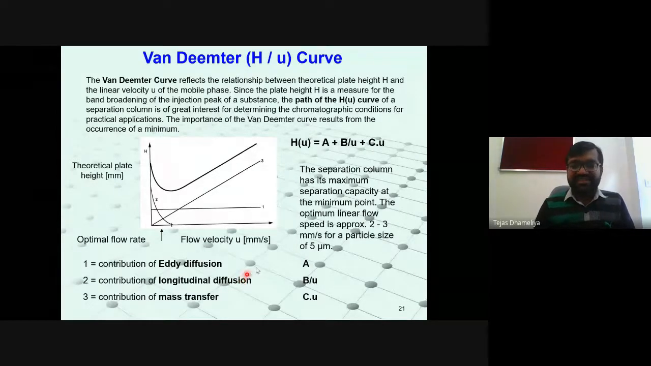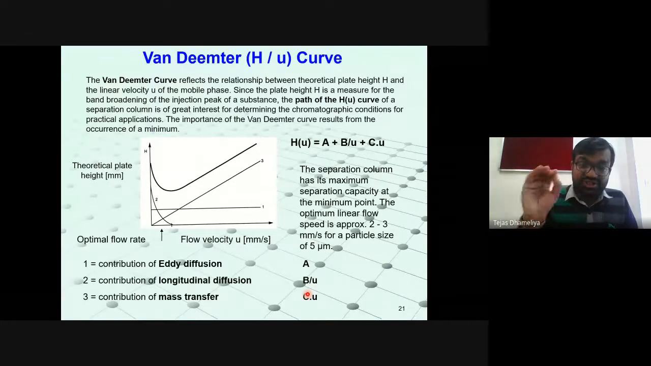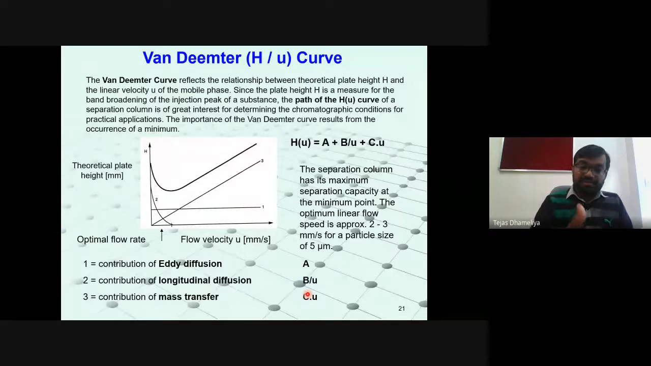Okay, so these are the three factors which are majorly involved: eddy diffusion, which is denoted by A, longitudinal diffusion denoted by B, and the third factor, which is called the mass transfer factor, where the mass is transferred. Mass, you know, what is the quantity of a mass? Weight W is equal to M into G, where M is your mass and G is your gravitational acceleration constant, 9.8 meter per second square. Fine. So this mass is transferred.